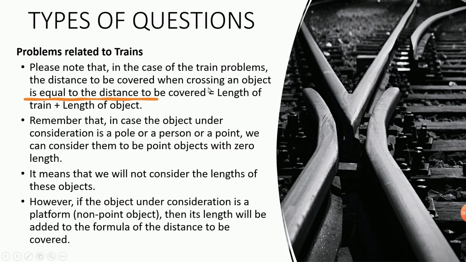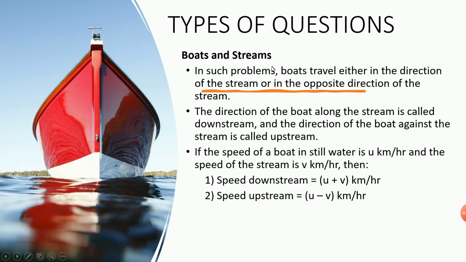So this is one type of question. Next is boats and streams. In such problems, boats travel either in the direction of the stream or in the opposite direction of the stream. So the direction of the stream is downstream, the opposite direction is upstream. Here the direction of the boat along the stream is called downstream, and the direction of the boat against the stream is called upstream.